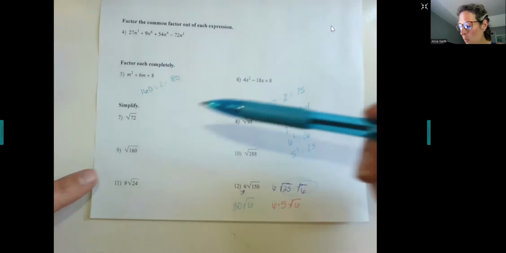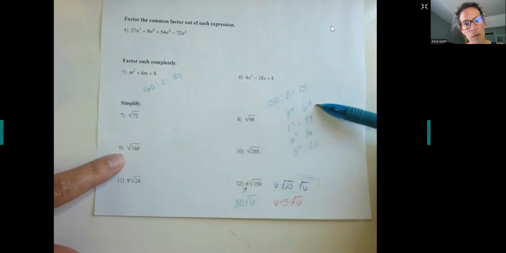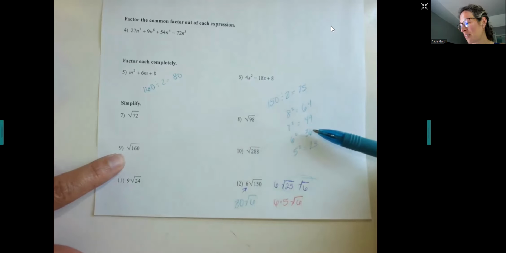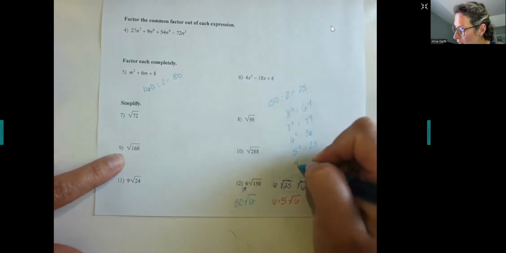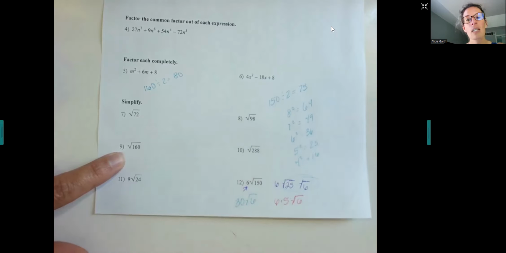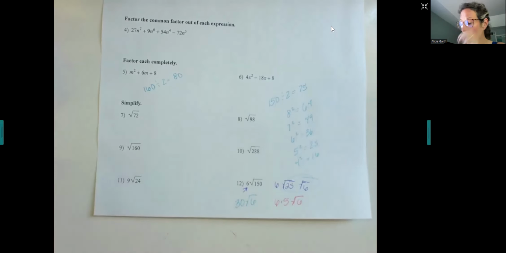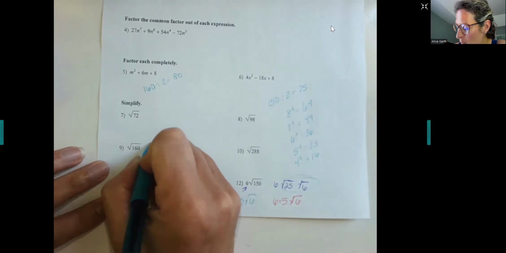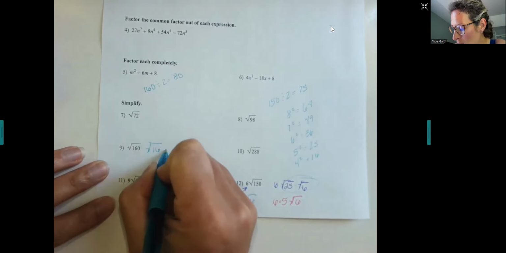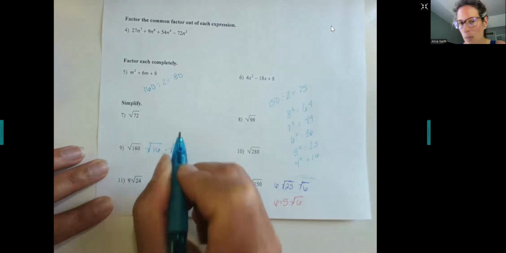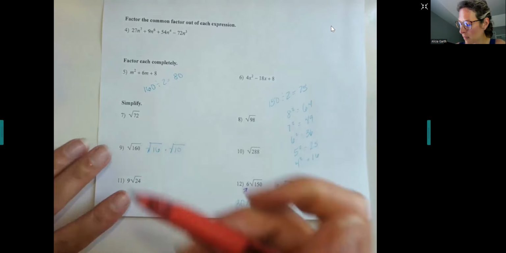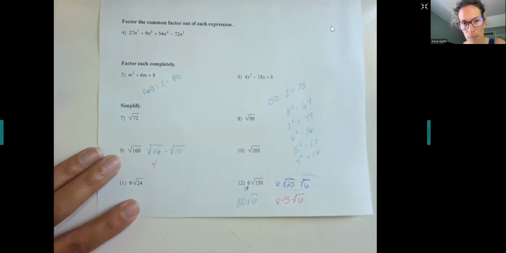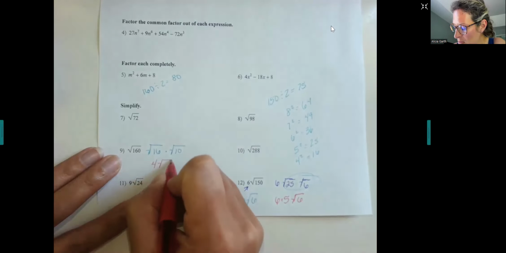160 cannot be divided by 64. It cannot be divided evenly by 49. It cannot evenly be divided by 36. It cannot evenly be divided by 25. 4 squared is 16. It can be evenly divided by 16. So I can write 160 as the square root of 16 times the square root of 10. I can take the square root of 16. It is 4. And then I cannot take the square root of 10.